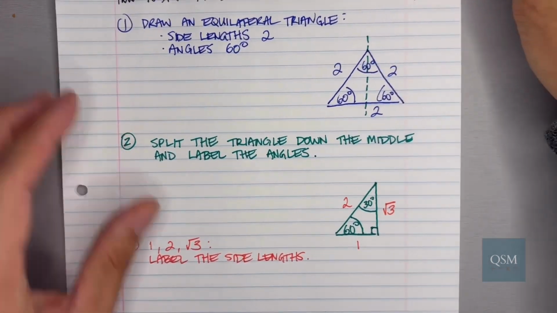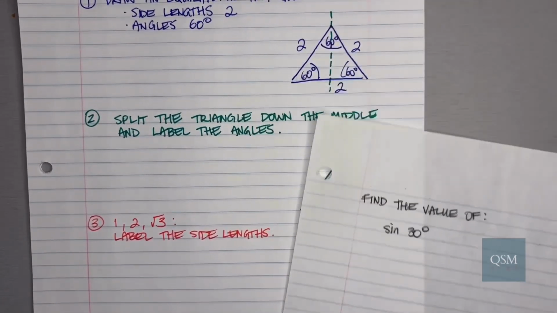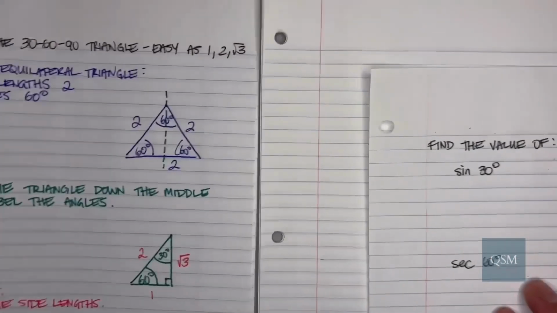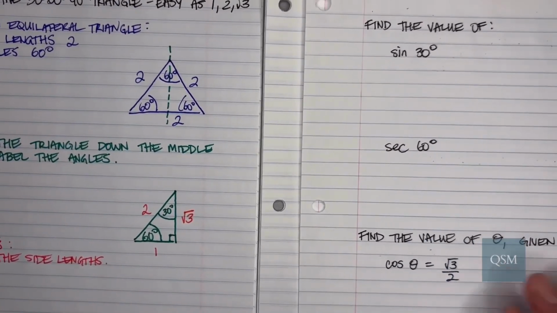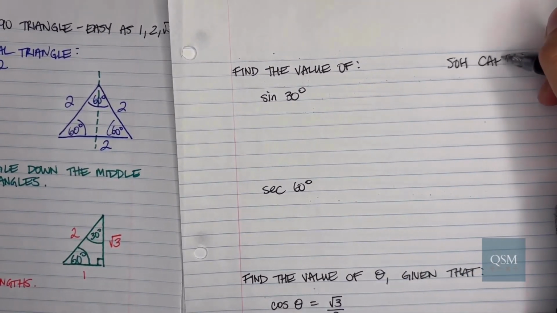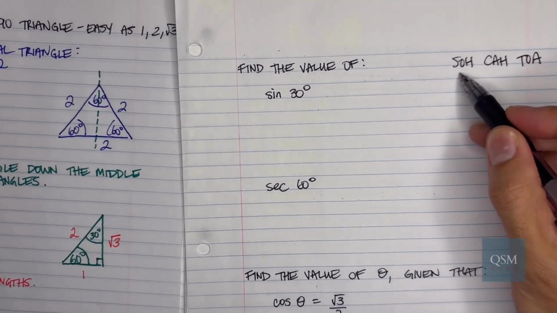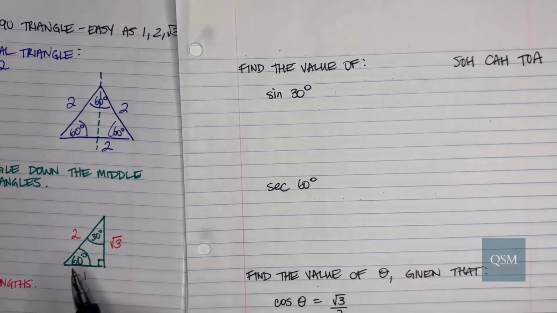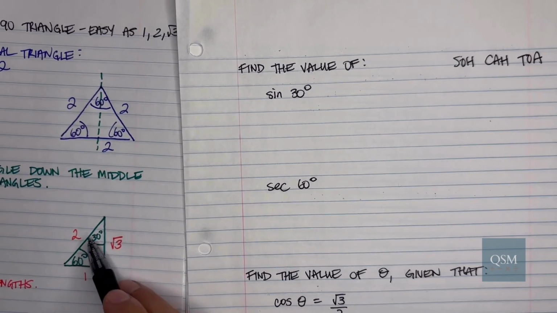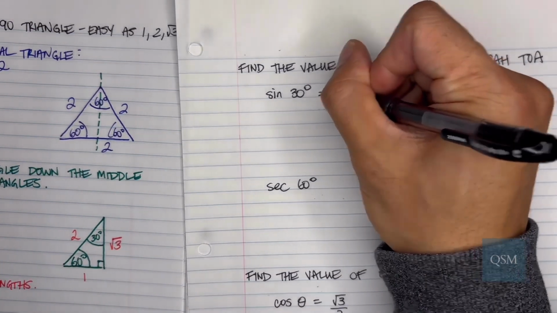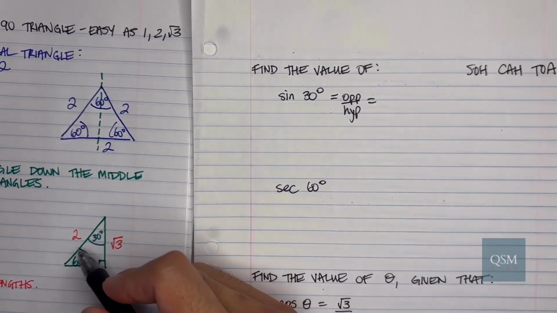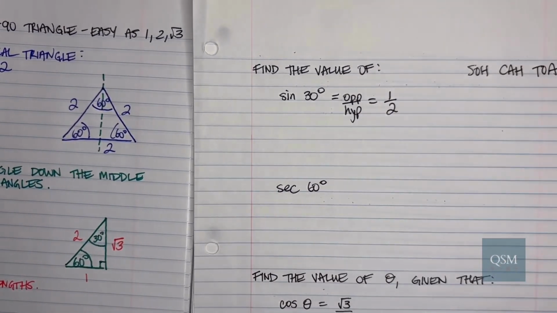So let's use that to solve a couple of problems. Let's say we are asked to find the value of sine 30. So we can easily just use this triangle right here. If I remember SOHCAHTOA, which tells me that sine of an angle is equal to opposite over hypotenuse, I can just look at my 30-degree angle here, find my opposite, which is 1, find my hypotenuse, which is 2, and so sine of 30 degrees, which is opposite over hypotenuse, is equal to 1 over 2, a half.